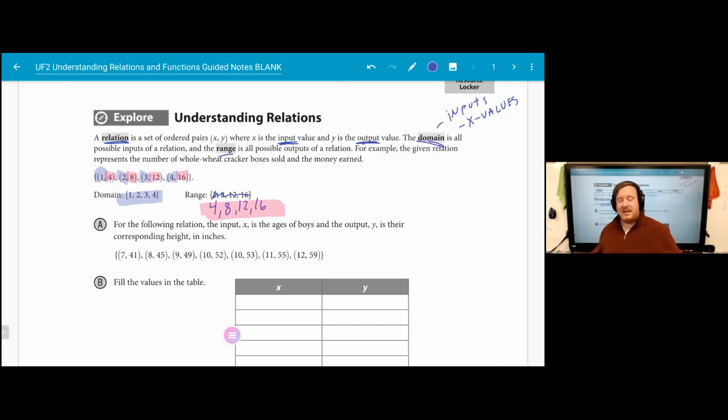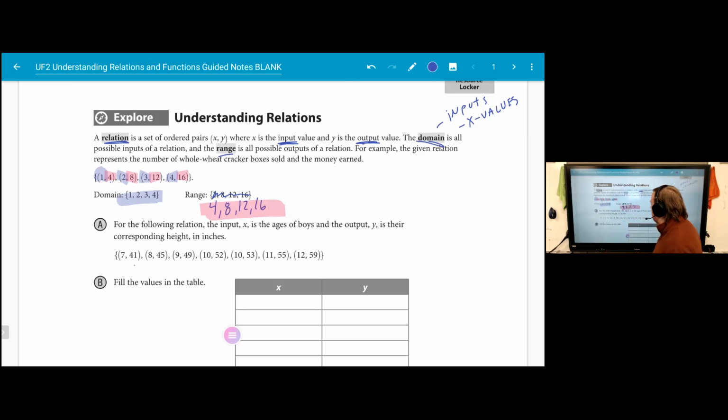We can do a lot with these relations. For the following relation, the input X is the ages of boys and their output Y is their corresponding height in inches. So 7 years old, 41 inches, 8, 45, 9, 49, 10, 52, 10, 53, 11, 55, and 12, 59. Do you have to memorize those? Absolutely not. There's no reason to.